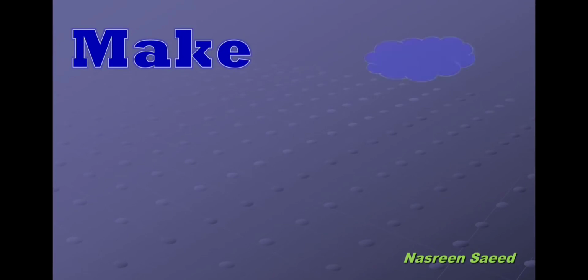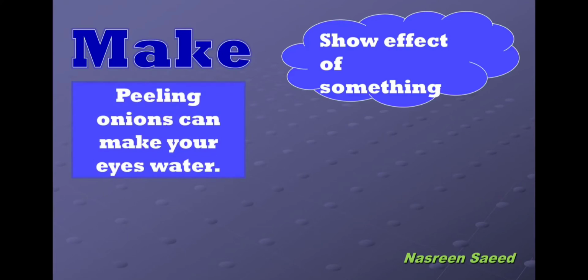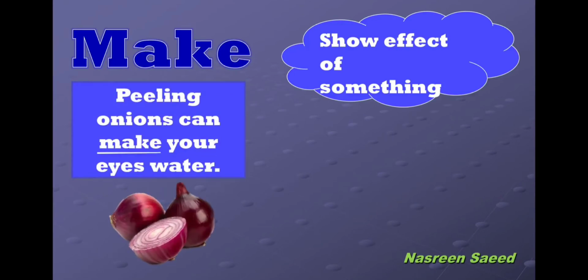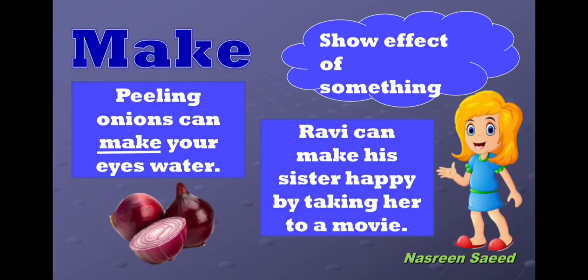Now what is the next use of the word make? We also use make to show the effect of something. जब हमको कोई चीज़ का effect बताना है, that time also we use the word make. Peeling onions can make your eyes water. So what happens when we peel onions? It makes our eyes water. तो peeling onions का effect क्या है? Our eyes water. Ravi can make his sister happy by taking her to a movie. So how he can make his sister happy? How can the effect be shown on Ravi's sister? She becomes happy when he takes her to a movie.